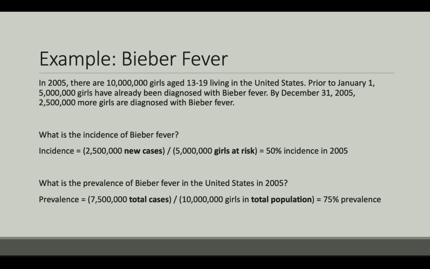What's the prevalence of Bieber fever in the United States? So prevalence is going to be our total cases, which is the 5 million that already had it coming into 2005, plus the 2,500,000 more girls that were diagnosed with Bieber fever during 2005. And that is divided by the total population, which in our case is 10 million. So here we have a 75% prevalence.